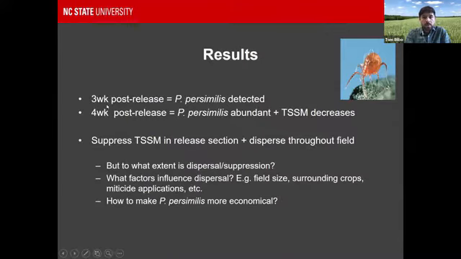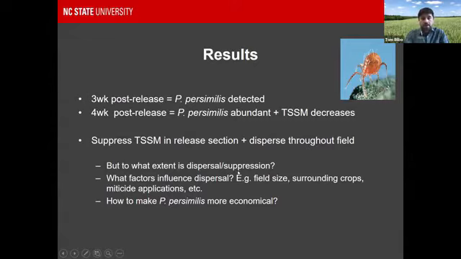And then this is pretty typical of what we'll see: we release these Persimilis, and then 3 weeks later, you can first detect them. I mean, they're out there doing something, but they don't really become abundant enough to detect by random sampling until about 3 weeks. At 4 weeks, they've really increased in numbers. And then you start to see the decreases in spider mites. And by 5 weeks, you typically have eliminated spider mites from the field. So they quickly disperse throughout the whole field.